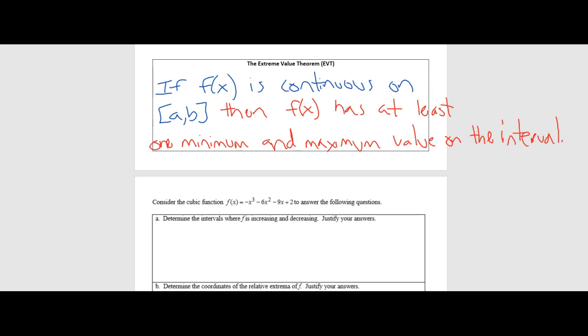Let's actually now write out what this theorem says. So it's actually less complicated, well, to write than the other ones. So if f of x is continuous on the closed interval a to b, then f of x has at least one minimum and maximum value on the interval. And they could have more, right? Because we could have a maximum and a minimum that have the same y value, and we'd have more than one. But we know at least there's going to be one of each. So let's now apply this to some problems.